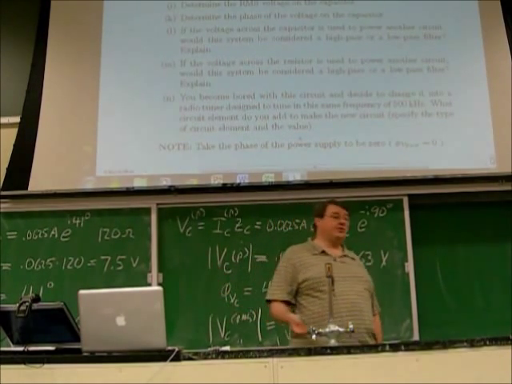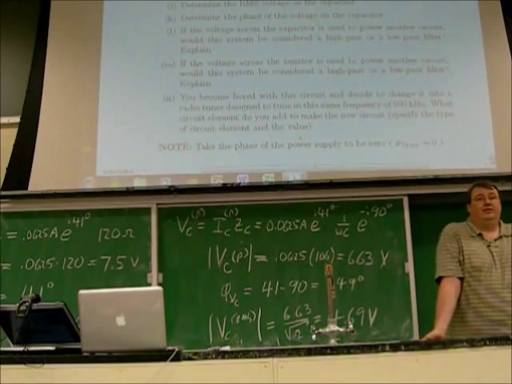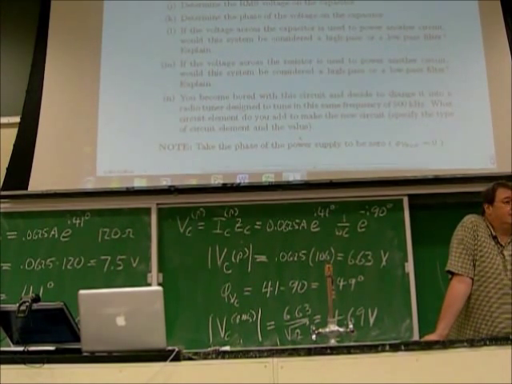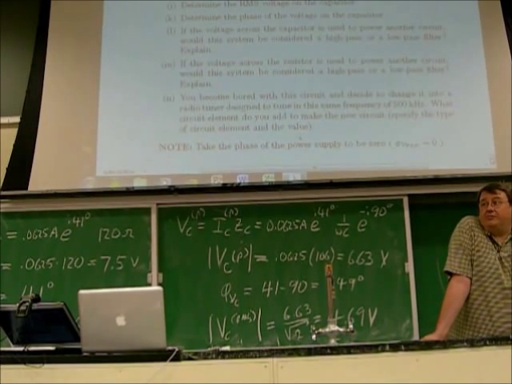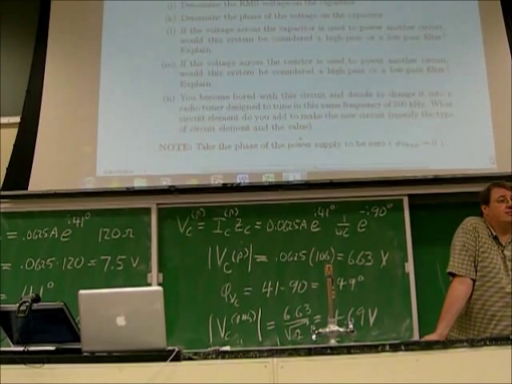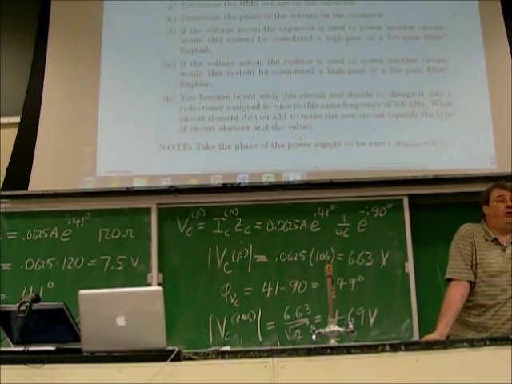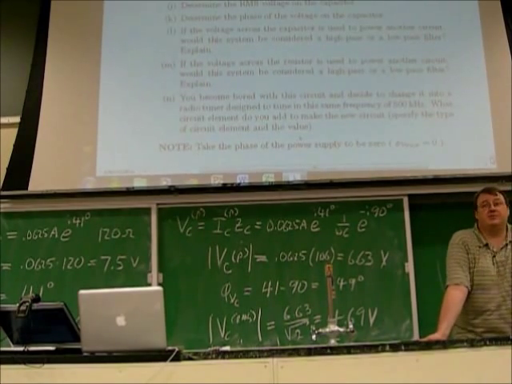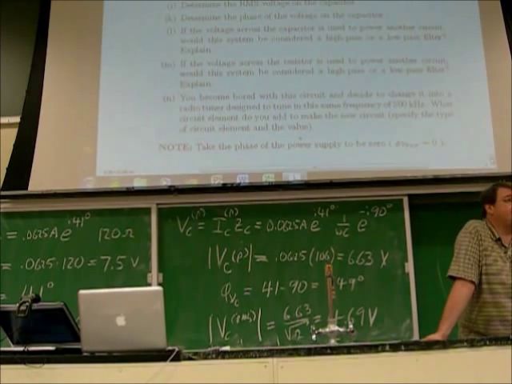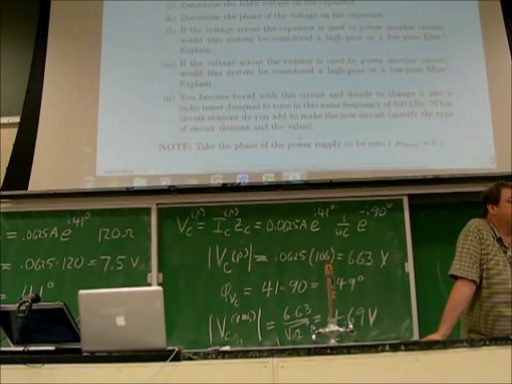Now, the Z of the resistor in this circuit is 120 ohms, period. What if I doubled the frequency in the circuit? What's the Z of the resistance? Still 120. What if I quadruple the frequency in this circuit? What's the impedance of the resistor? 120 ohms. No matter what I do to the frequency, the resistor is always 120 ohms.